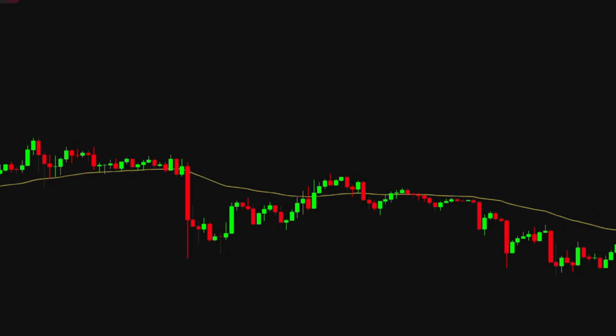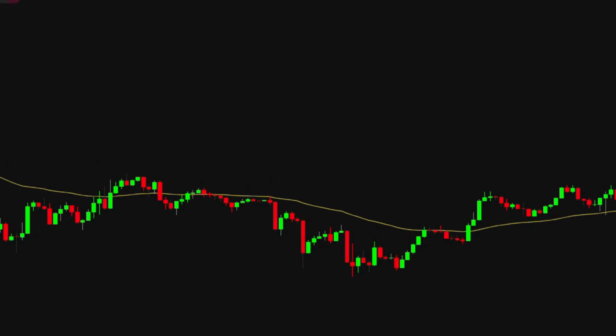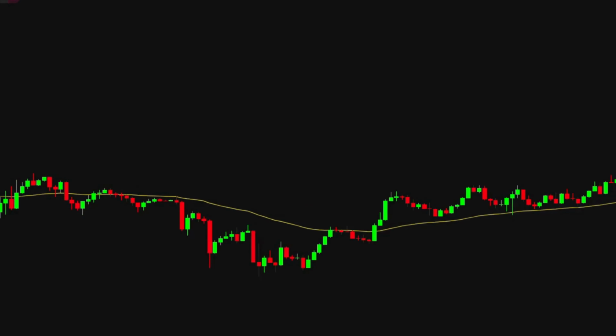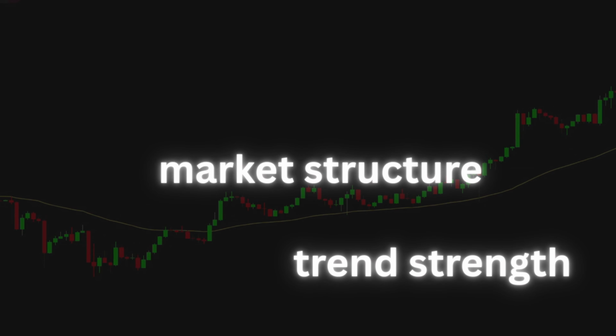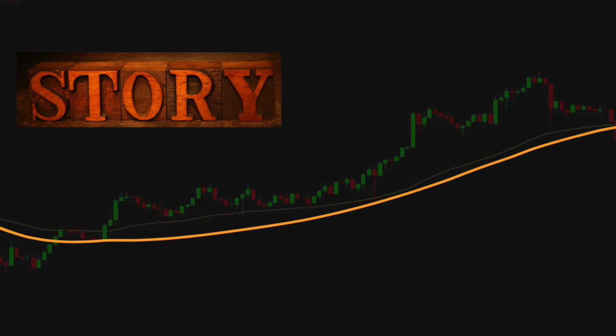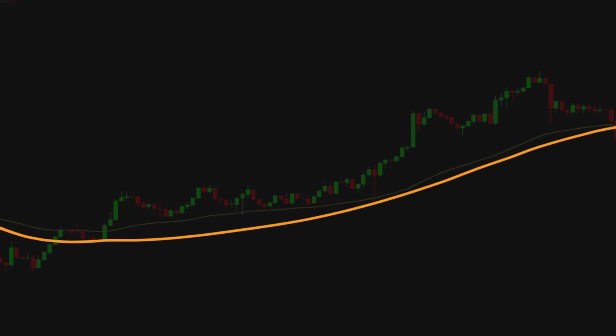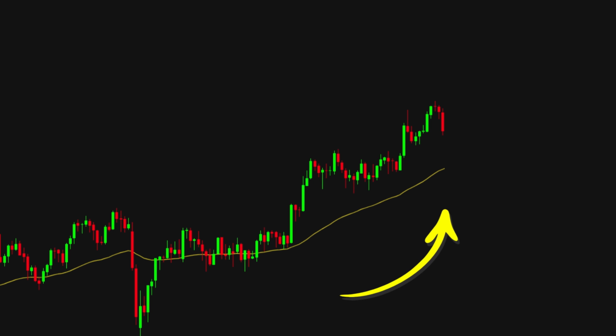The purpose here is to keep your chart clean and readable so you can clearly observe how price interacts with this one key level. The 50 EMA has a specific role, helping you identify market structure, trend strength, and potential areas of dynamic support or resistance. When price respects it, it tells a story about control and balance in the market. One line, one job. In a bullish market, price must be clearly trading above the 50 EMA with a line angled upward, showing strength and control.